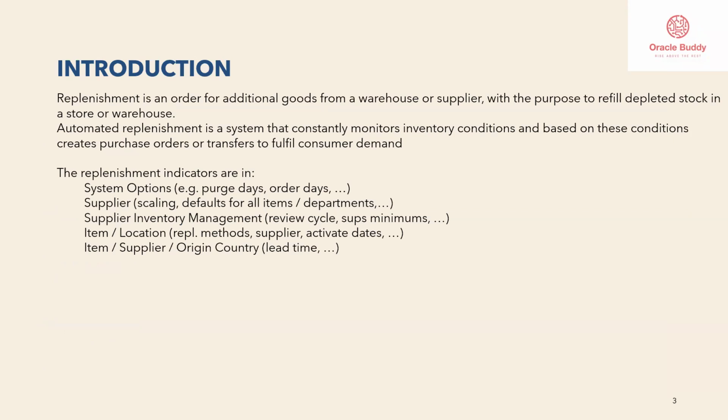The replenishment indicators are in system options, for example purge days, order days, etc. Supplier scaling defaults for all items, departments, supplier inventory management, review cycles, supplier minimums, etc. Item location, replenishment methods, supplier activate dates, item supplier origin country, lead time.